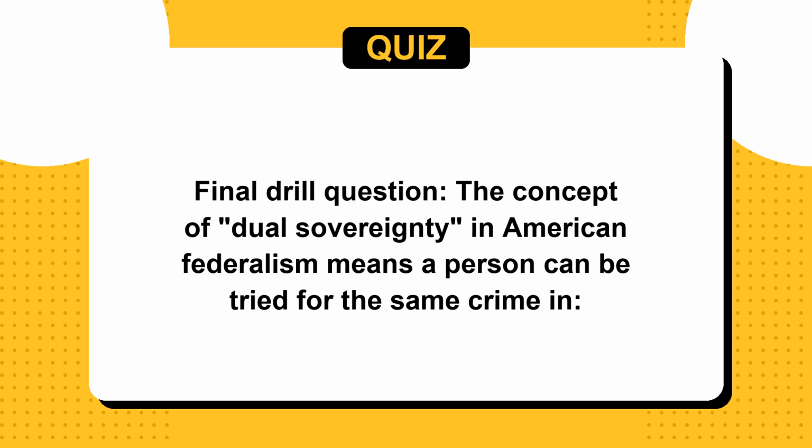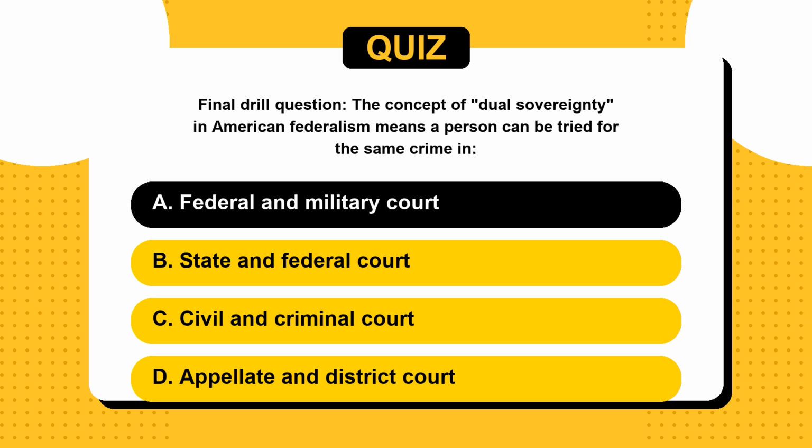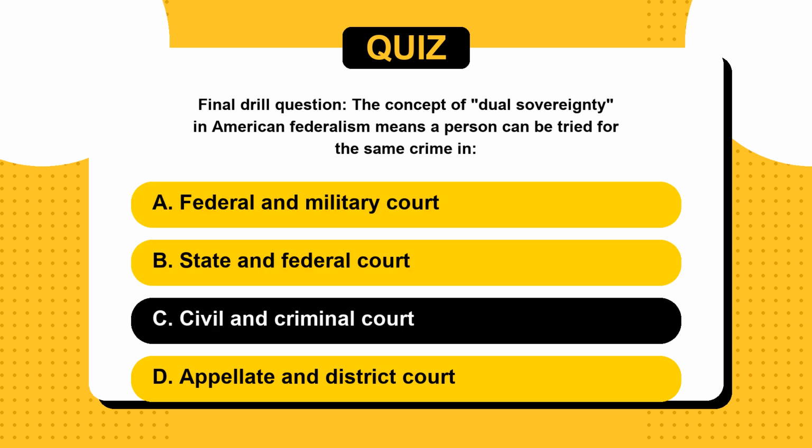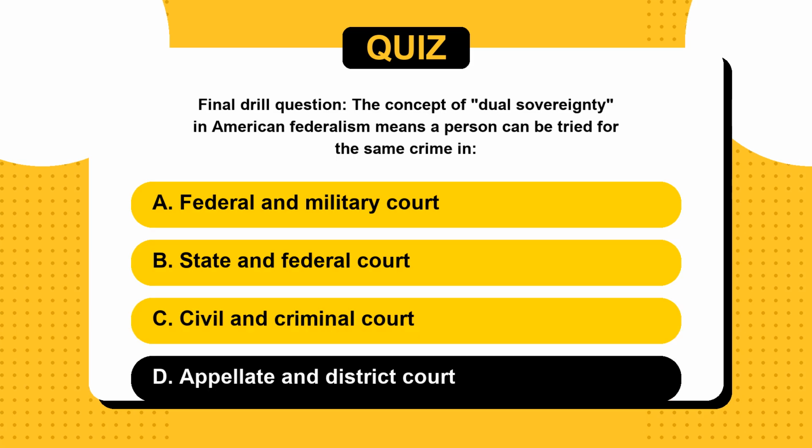Next question. Final drill question. The concept of dual sovereignty in American federalism means a person can be tried for the same crime in. Is it A, federal and military court? Or B, state and federal court? C, civil and criminal court? Or D, appellate and district court?